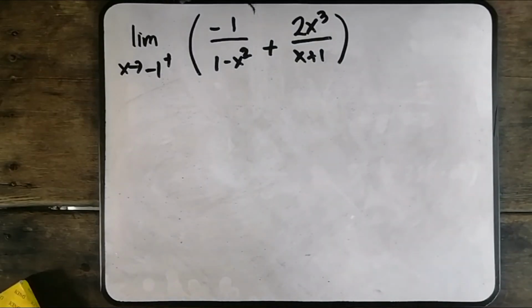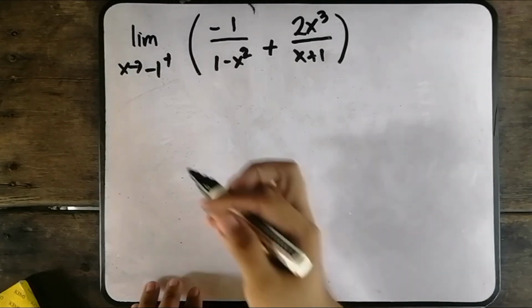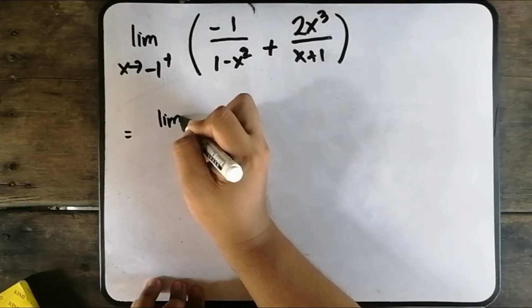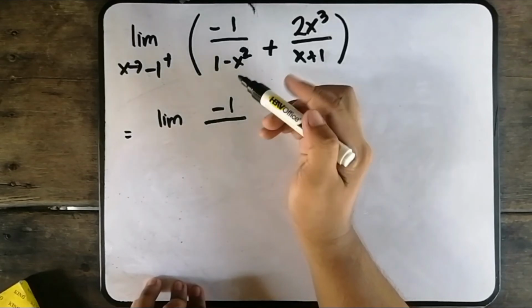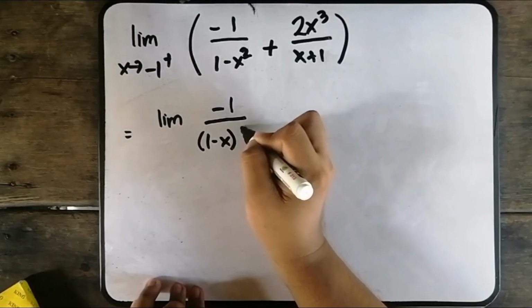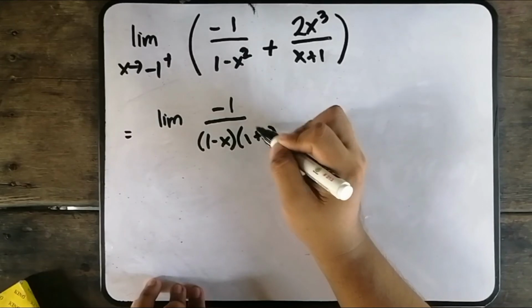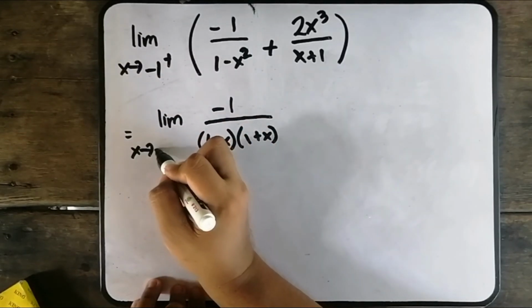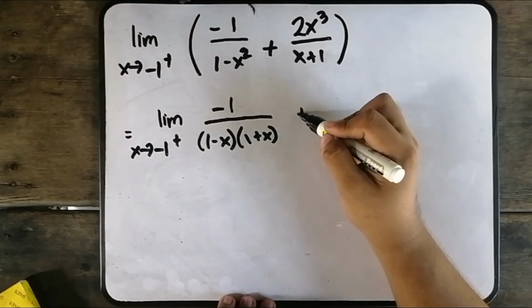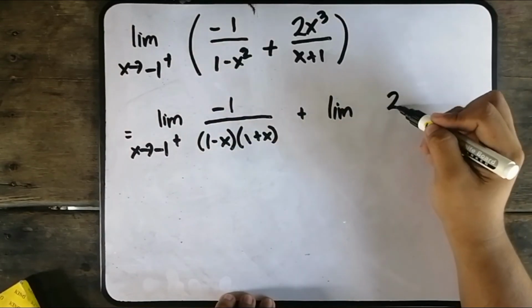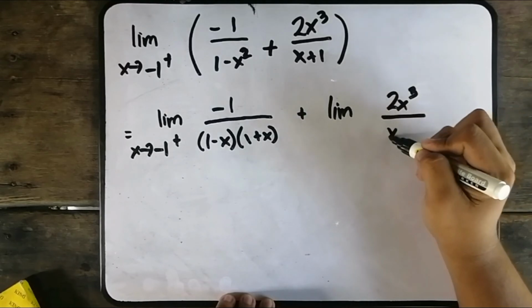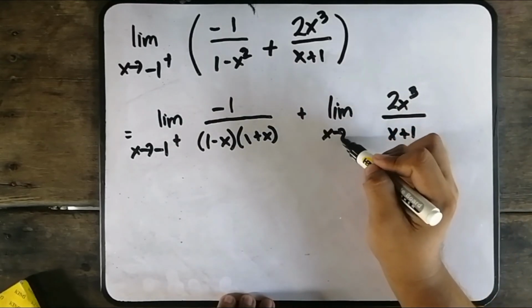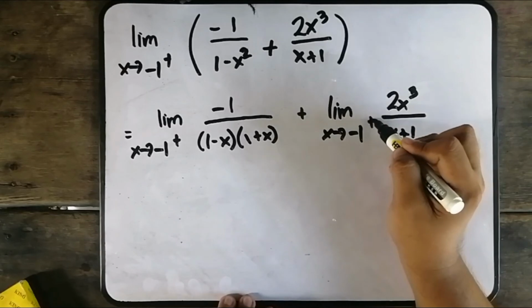So let's evaluate the limit of negative 1 over 1 minus x squared plus 2x cubed over x plus 1 as x approaches negative 1 from the right. So this becomes the limit of negative 1 over, we can factor this out, (1 minus x)(1 plus x) as x approaches negative 1 from the right, plus the limit of 2x cubed over x plus 1 as x approaches negative 1 from the right.